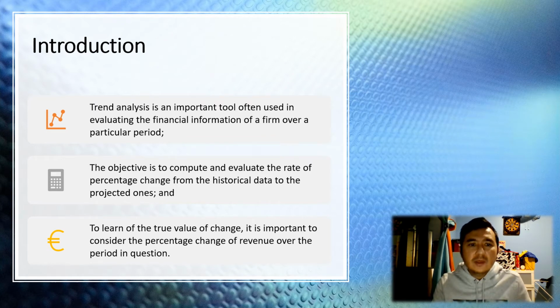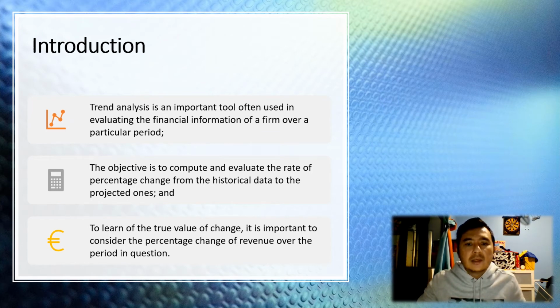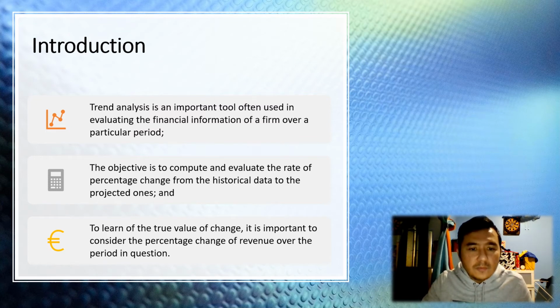The objective of the analysis is to compute and evaluate the rate of percentage change from the historical data to the projected one. However, to learn the true value of change, it is important to consider the percentage change of revenue over the period in question. The percentage is calculated by dividing the current period value of revenue by the previous period value, then subtracting 1.